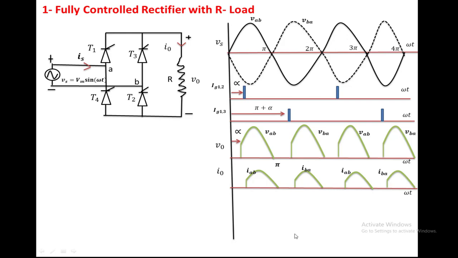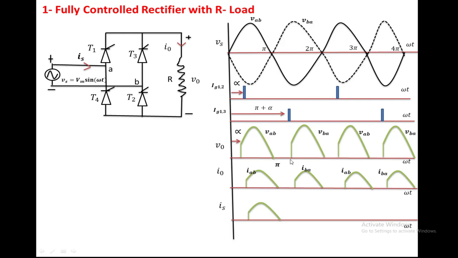Now we are going to draw the source current waveform. Suppose T1, T2 is conducting, that happens from alpha to pi. T1, T2 is conducting. Now the current is passing from source, T1, load, T2, and returns to the source in this manner. So the source current equals the load current, that is positive. So you have to take up the same waveform here, that is positive.